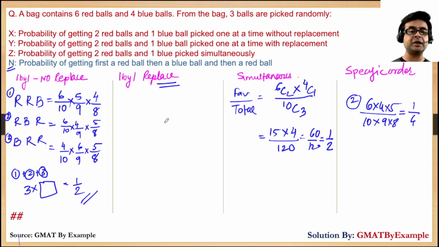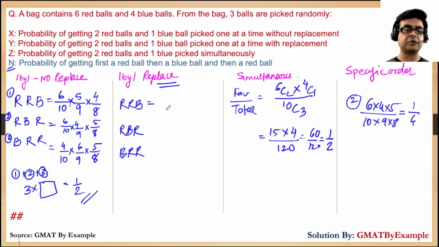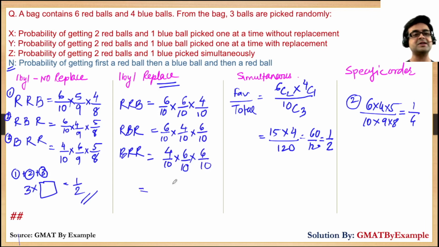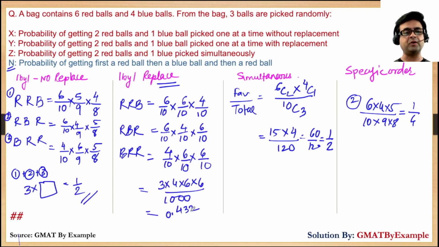Now 1 by 1 with replacement is very easy to calculate. Again, we have to consider 3 different possibilities, and the probability of getting a red the first time would be 6 divided by 10. Now I am replacing the ball, so the next probability would again be 6 by 10, and finally getting a blue ball from 10 is again 4 by 10. There will be no difference in this one, and similarly it results in a probability of 0.432.